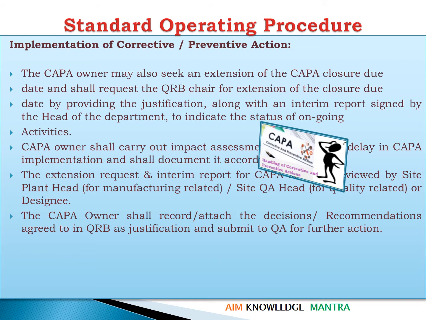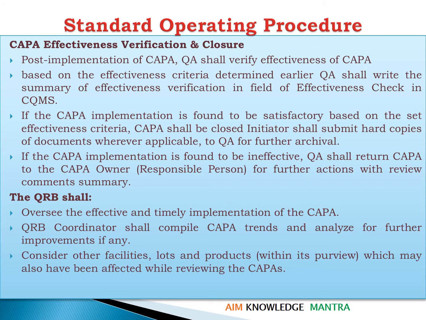The extension request and interim report for CAPA shall be reviewed by site plant head, for manufacturing related, site QA head, for quality related, or designee. The CAPA owner shall record, attach the decisions/recommendations agreed to in QRB as justification and submit to QA for further action. CAPA effectiveness verification and closure.